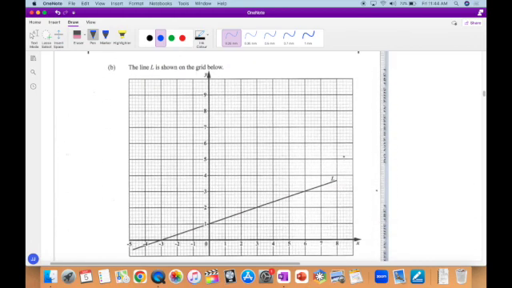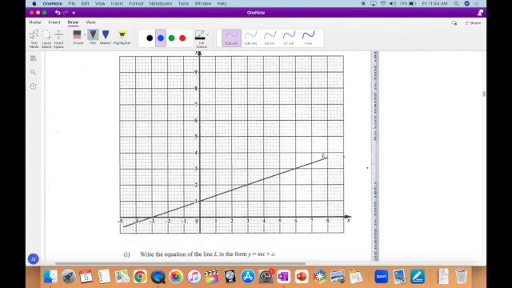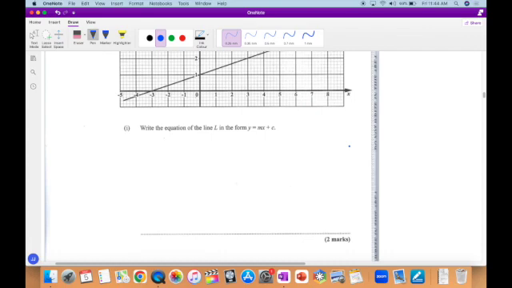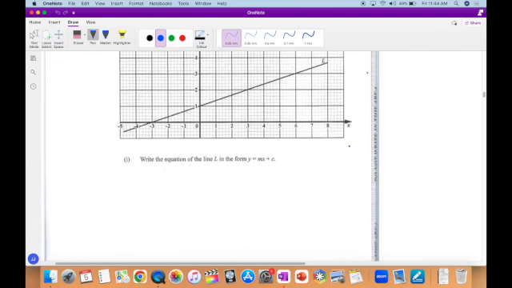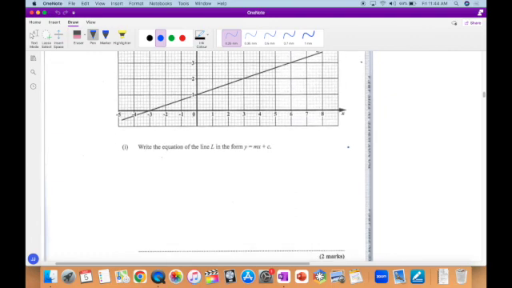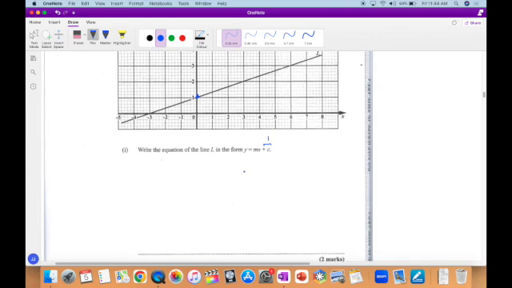The line L is shown on the grid below. That's the line L. Write the equation of L in the form y is equal to mx plus c. All right. So I could see first of all that c is the point where it cuts the y-axis. So c is 1. Automatically I could tell that. I just have to find m.